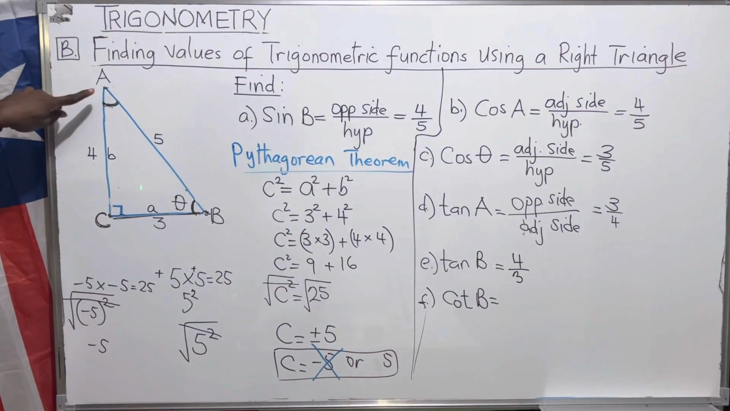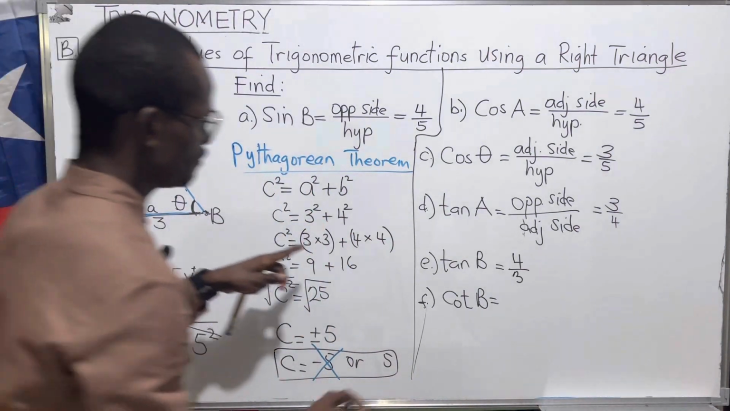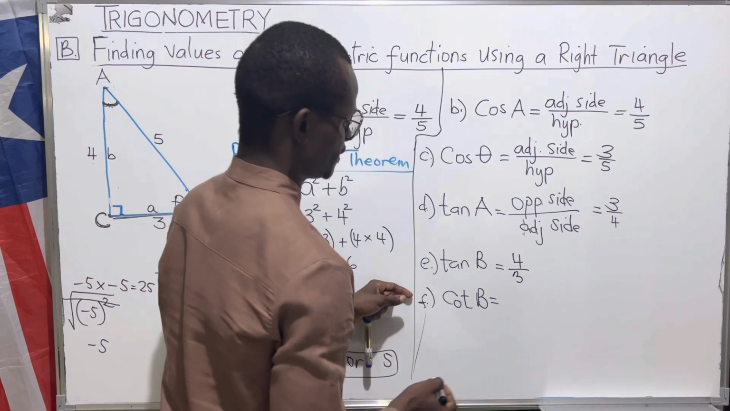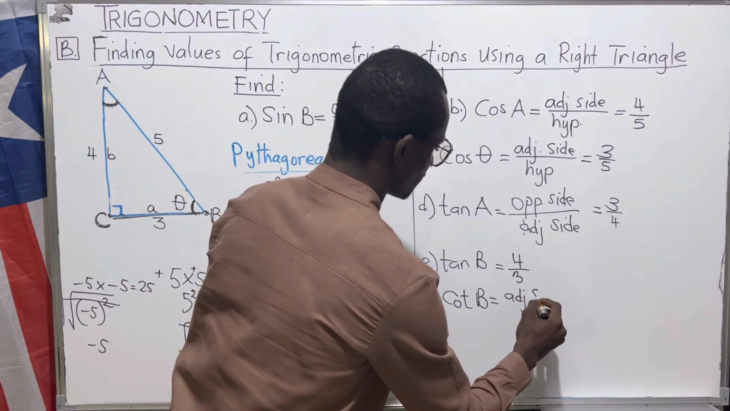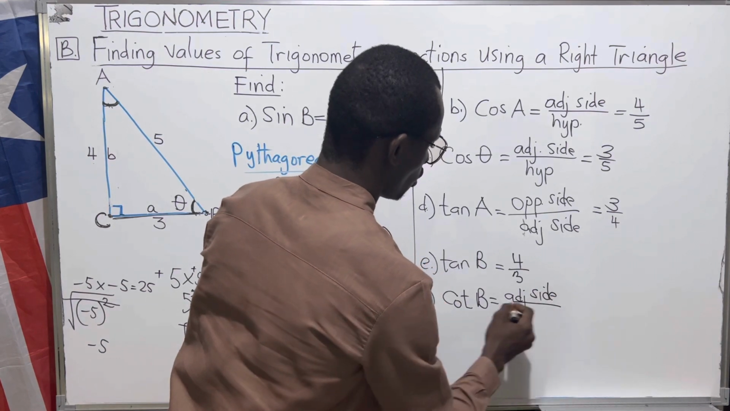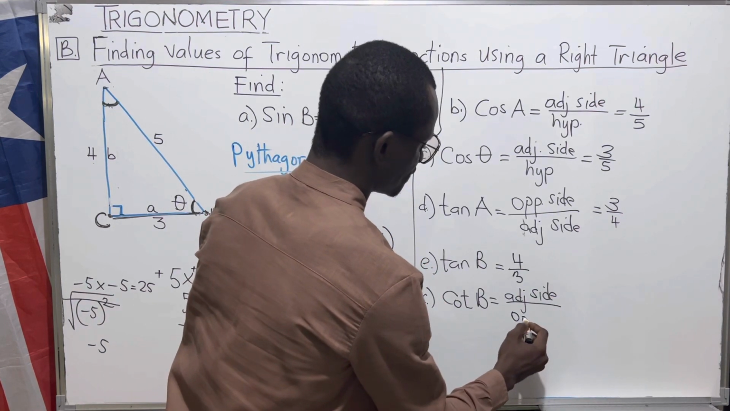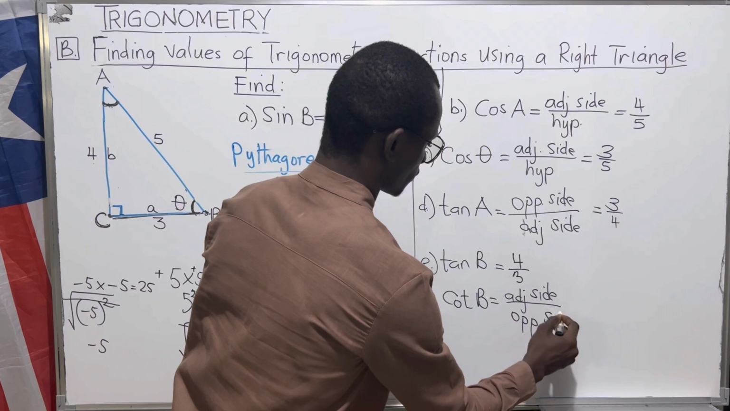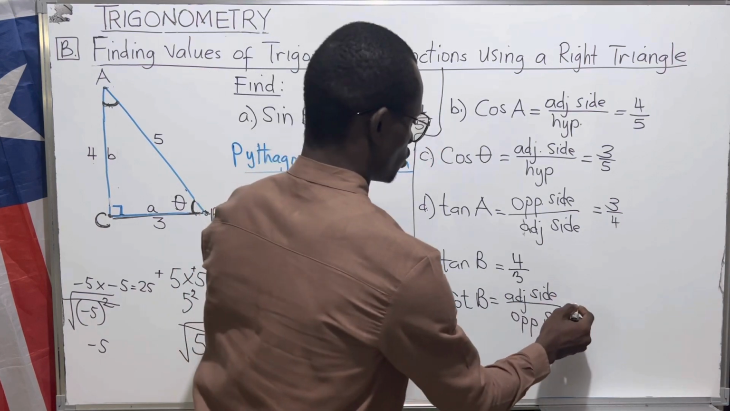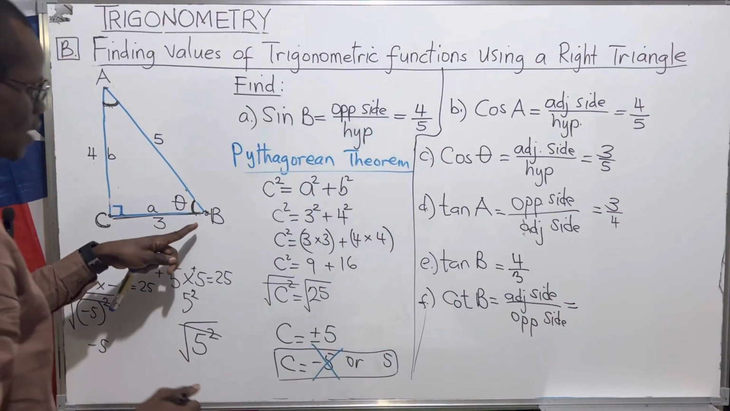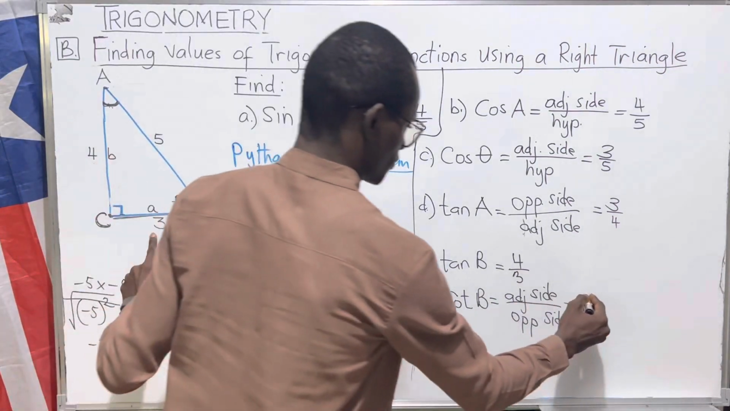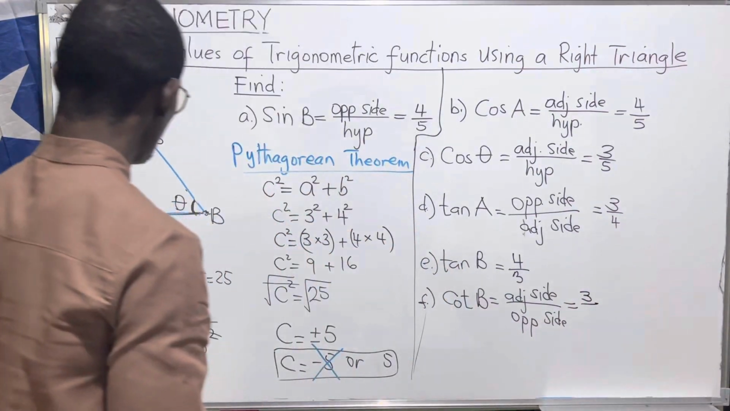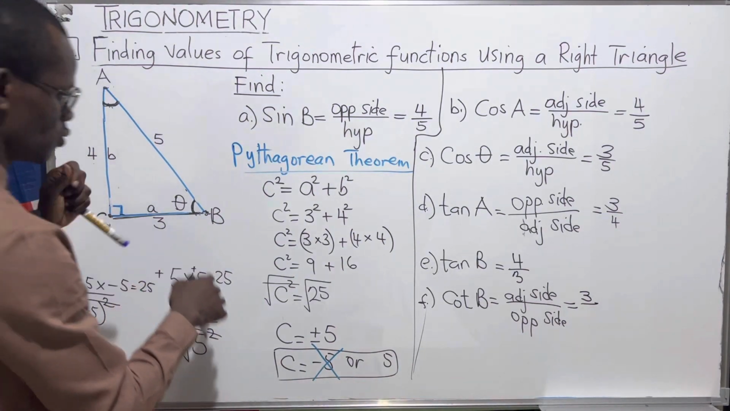So we know the cot of B definition from the previous lesson. We know that cot is equal to the adjacent side all over the opposite side. So what is the adjacent side to angle B? This is angle B. The adjacent side is 3. And what is the opposite side to angle B? It is 4.